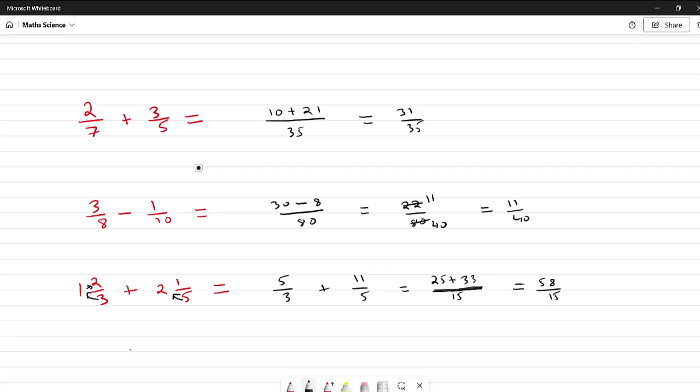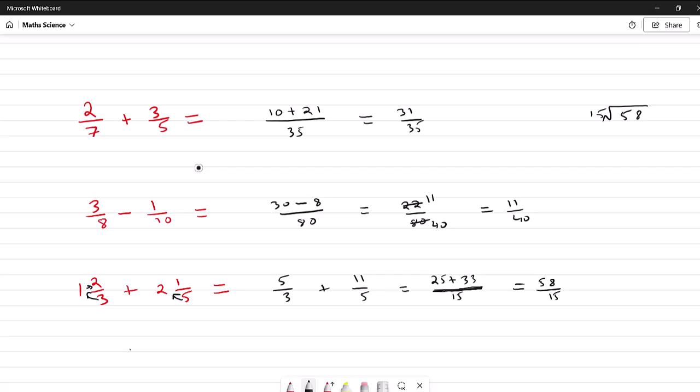Okay, so now here we have an improper fraction. What is an improper fraction? It's a fraction where the numerator, which is this number, is greater than the denominator, which is this number. So we know 58 is bigger than 15, so we can further simplify it. So let's divide 58 by 15.